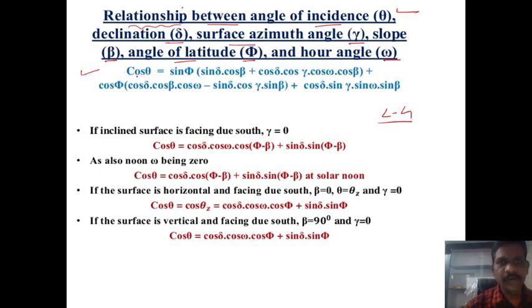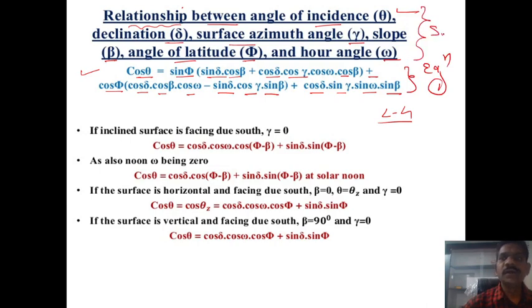Cos theta, where theta is the angle of incidence, is equal to sin phi into the bracket sin delta cos beta plus cos delta cos omega cos gamma sin beta, plus cos phi into the bracket cos delta cos beta cos omega minus sin delta cos omega sin beta, plus cos delta sin gamma sin omega sin beta. You should know this standard equation for the relationship between all these solar angles.